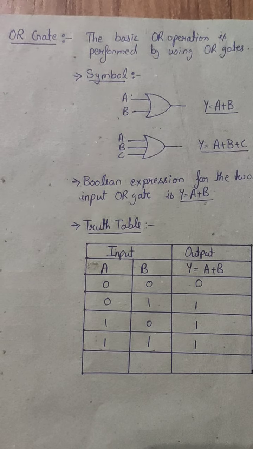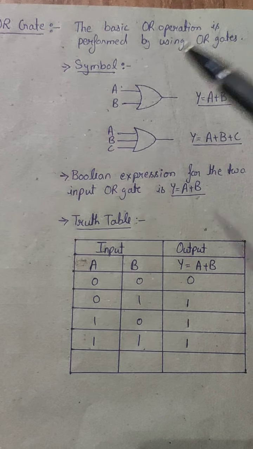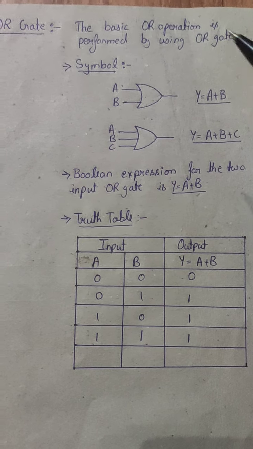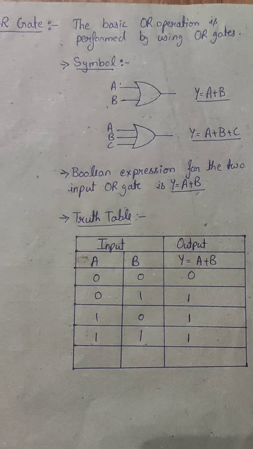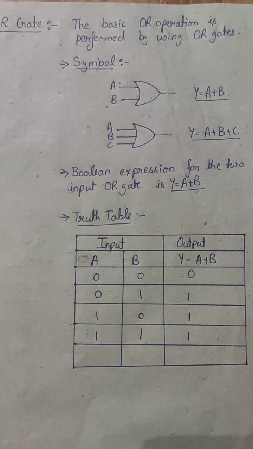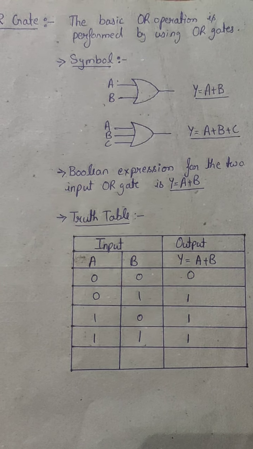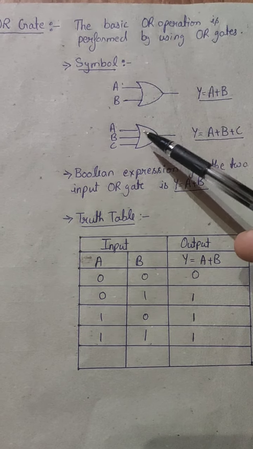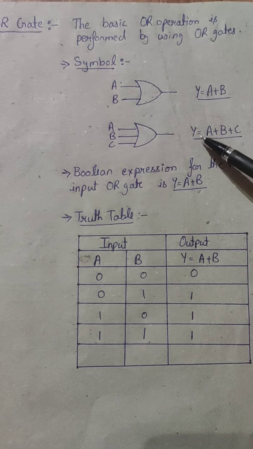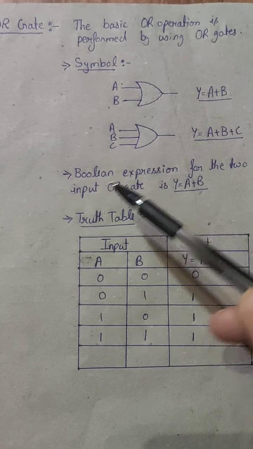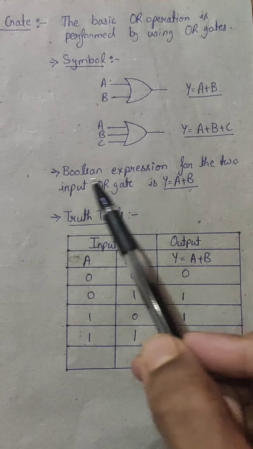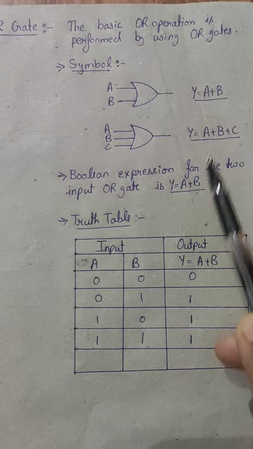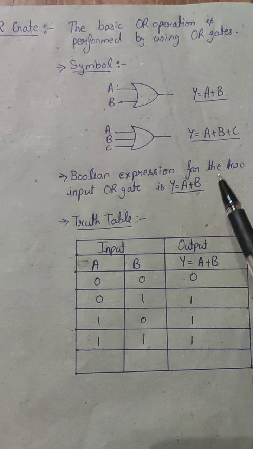Next is the OR gate. The basic OR operation is performed by using OR gates. An OR gate produces a high output when any one of the inputs is high. This is the symbol of the OR gate with two input variables and output, and more than two input variables and its respective output. The Boolean expression for the two input OR gate is capital Y is equal to A plus B, where plus represents the OR operation.